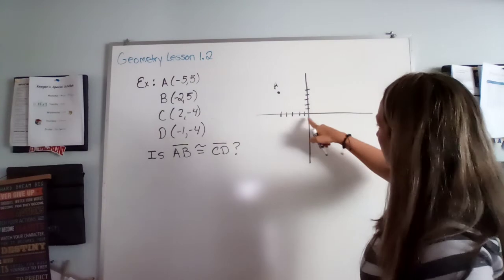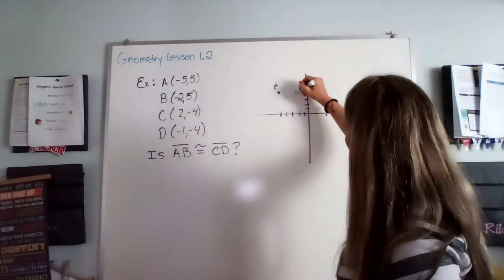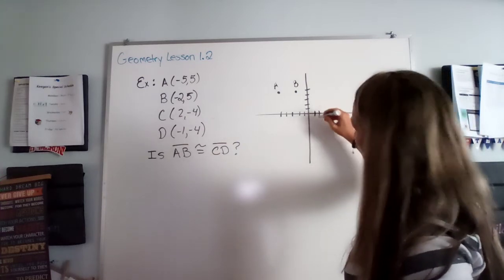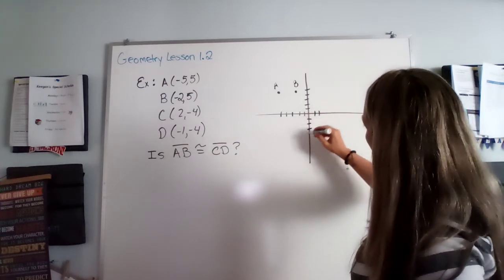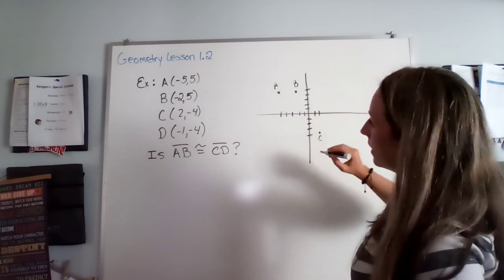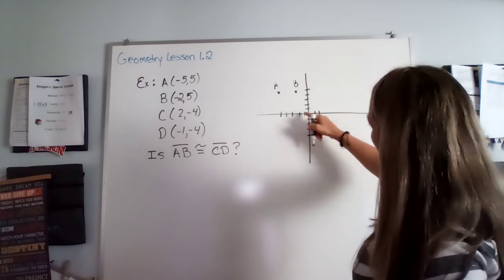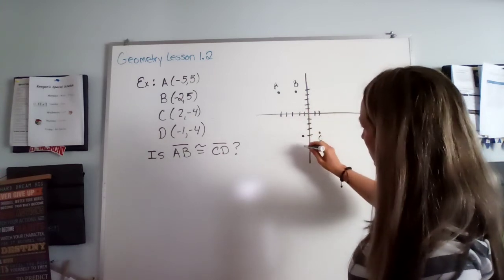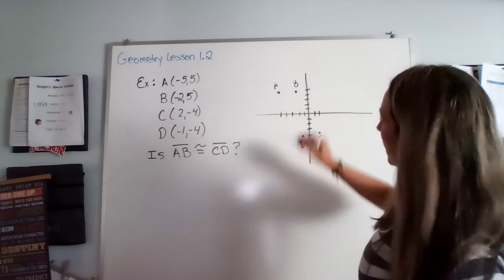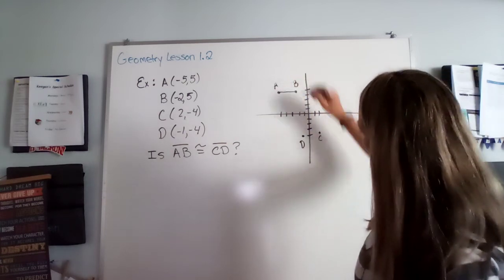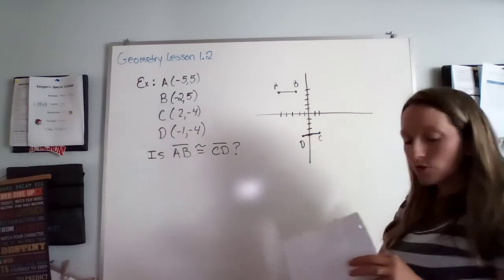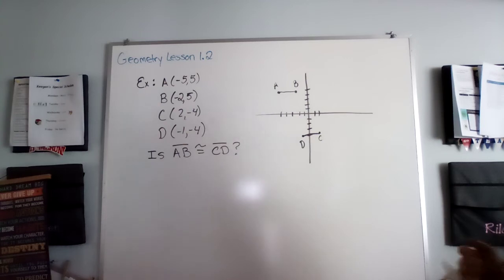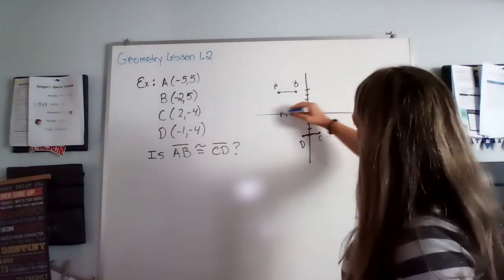And then B is located at (-2, 5). So here's B. C is located at (2, -4). And then D is located at -1, left 1, and then -4. So here is D. Okay. And we're asked to determine, is AB congruent to CD? Again, if you have graph paper, it'd be easier because then you have all the grid lines to count, but we'll do our best to use the tick marks below.